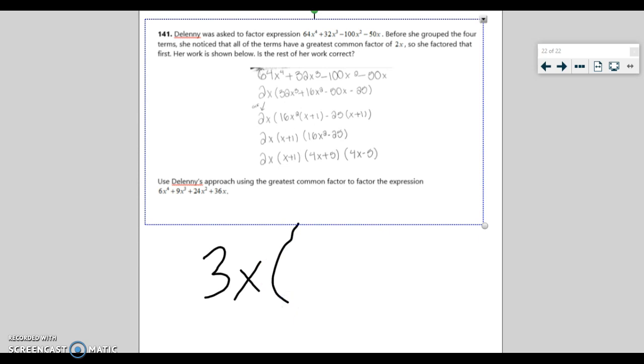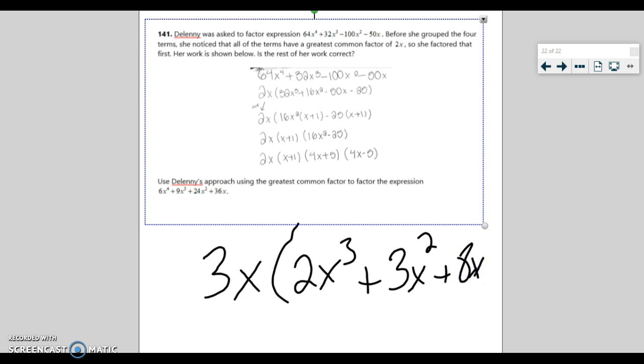The first one is going to be 2x to the third. The next one is going to be 3x to the second. The next one is going to be 8x. And the last one is going to be 12. Sorry, that 12 is really small. Then I'm going to factor this top part out. Looking at this, the greatest common factor is going to be x squared. I break it down, it's going to be 2x plus 1.